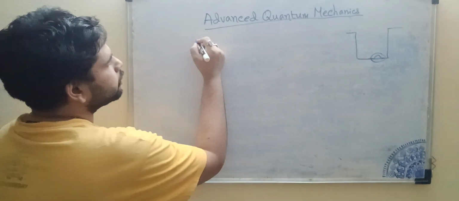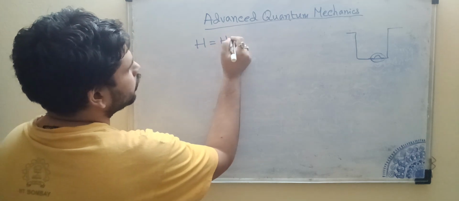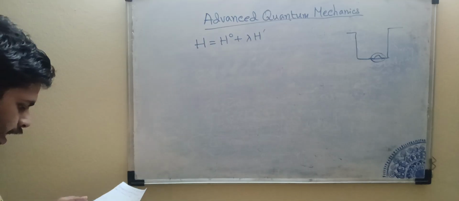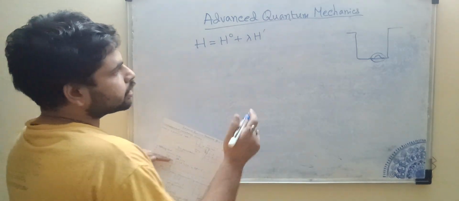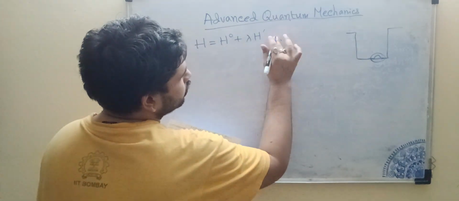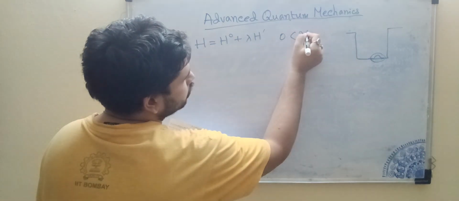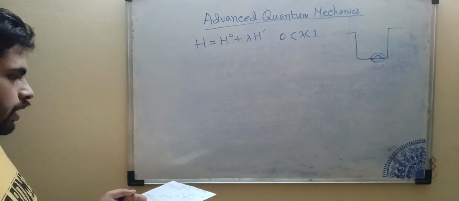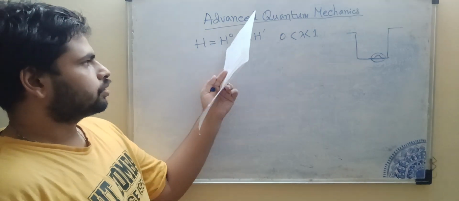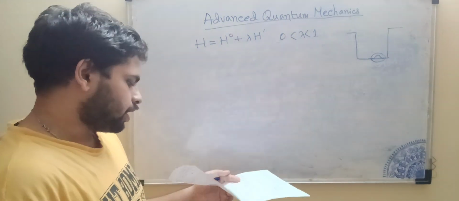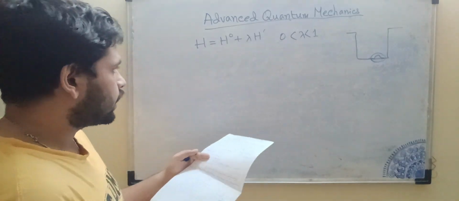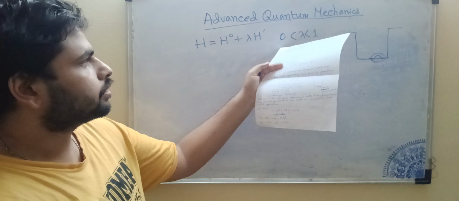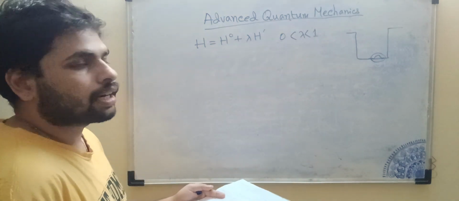Then the Hamiltonian will become like this: the unperturbed Hamiltonian plus lambda times H prime. H prime is the perturbed Hamiltonian, and lambda is a value between 0 and 1. We will crank lambda's value from 0 to 1 and get the perturbed Hamiltonian. If there is no perturbation, lambda will be 0. If there is some extent of perturbation, it will be greater than 0 and up to 1.